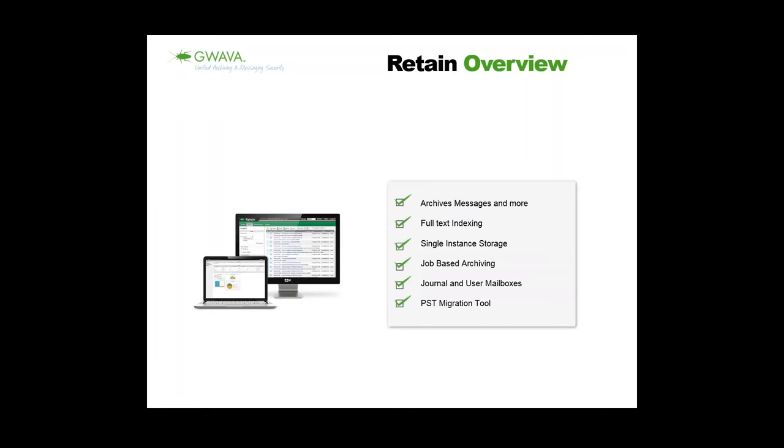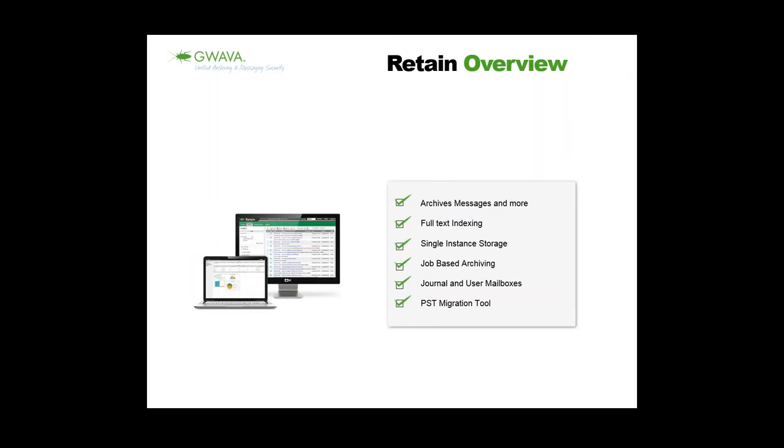We do a job-based archiving, meaning you can define an off-time archiving during the night when nobody is working, when there is enough bandwidth, and so on, so that we really can focus on archiving and then quickly archive everything out of the journal and user mailboxes. We don't only do journal mailboxes, we also do the user mailboxes.